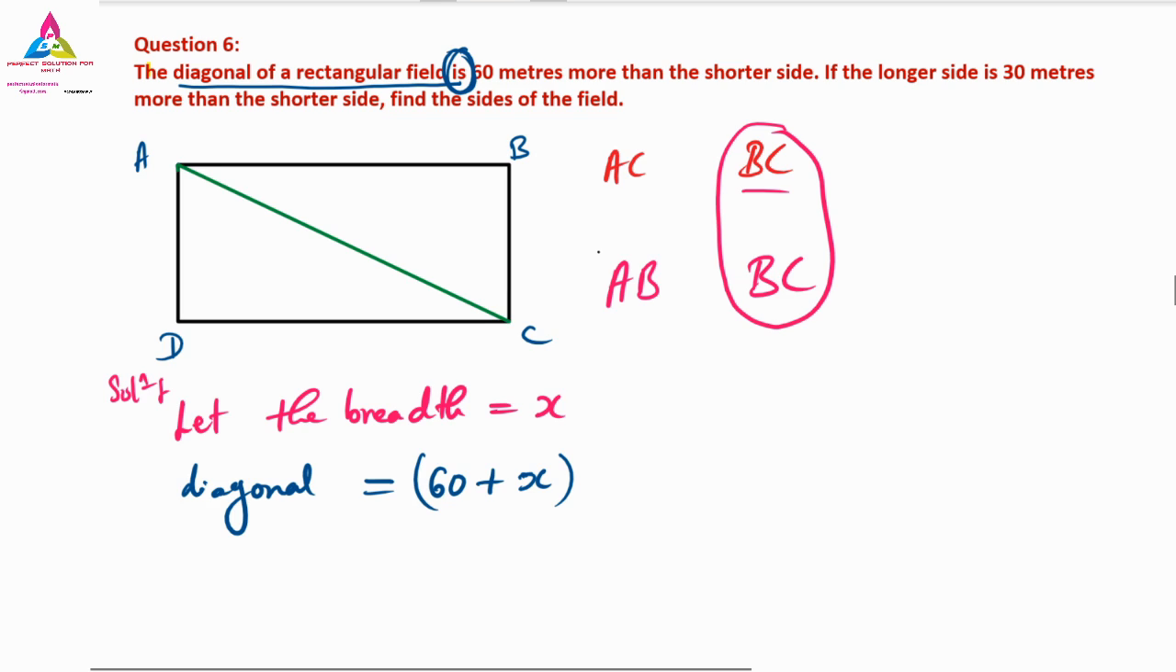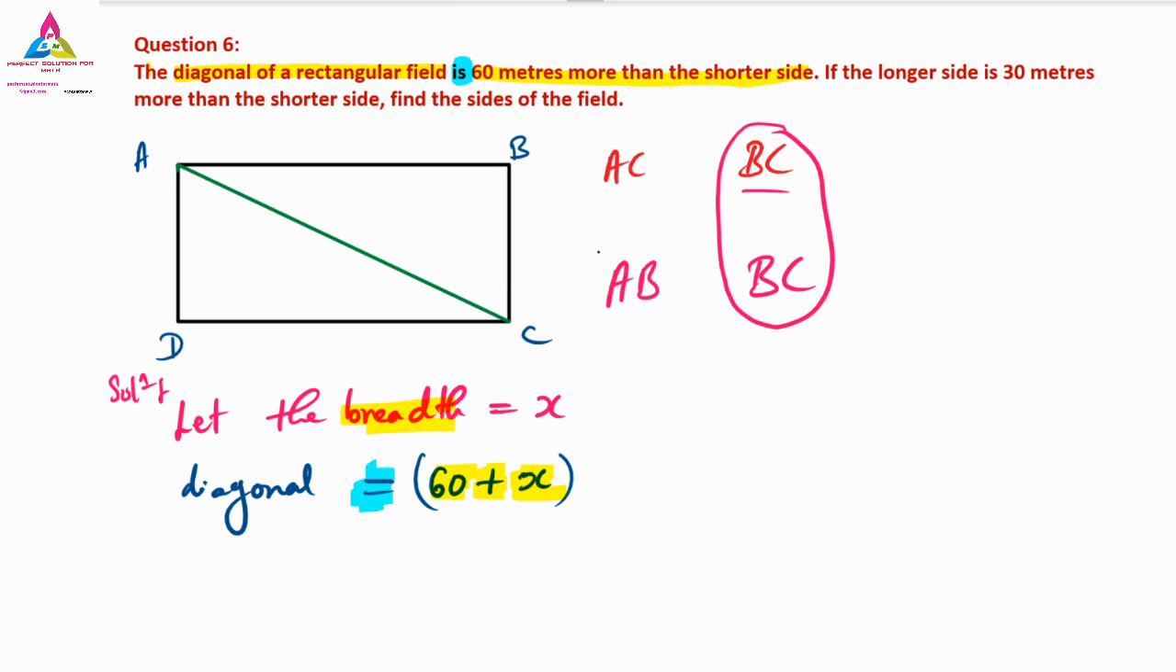This is the first one. The diagonal we have taken as x plus 60, or 60 plus x. Why have I taken this? Read the first statement once again: the diagonal of a rectangular field. Most important here is "is equal to". So the diagonal is equal to 60 meter more than its shorter side. 60 meter more means plus, than the shorter side, which we have taken as breadth x. If you have a doubt, ask me.